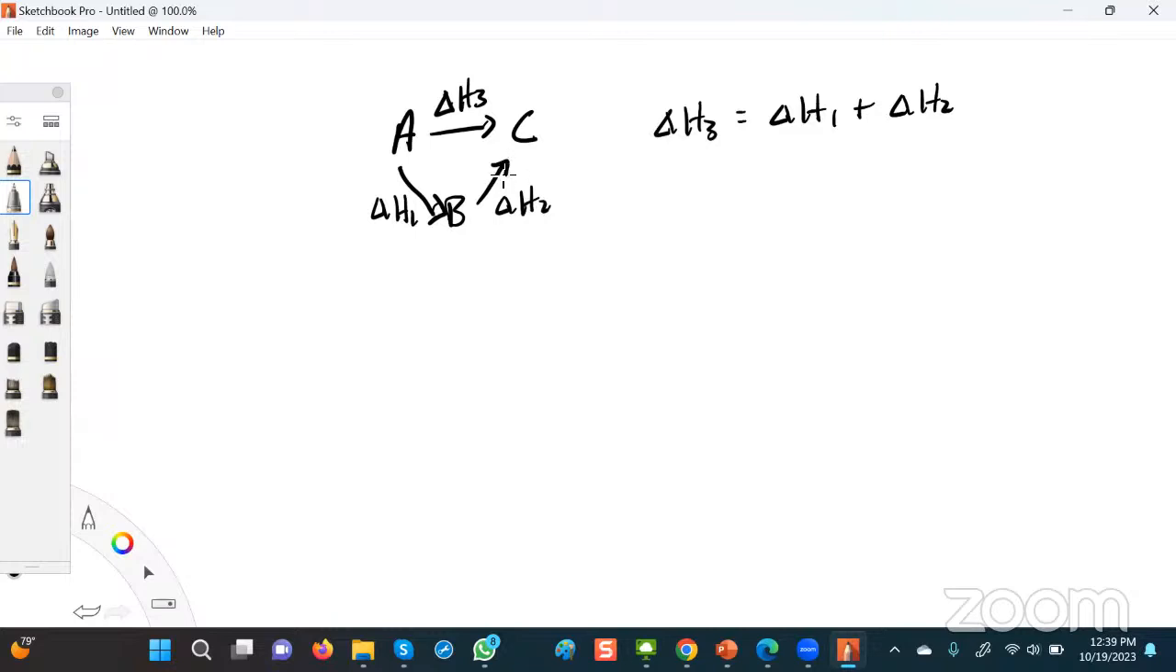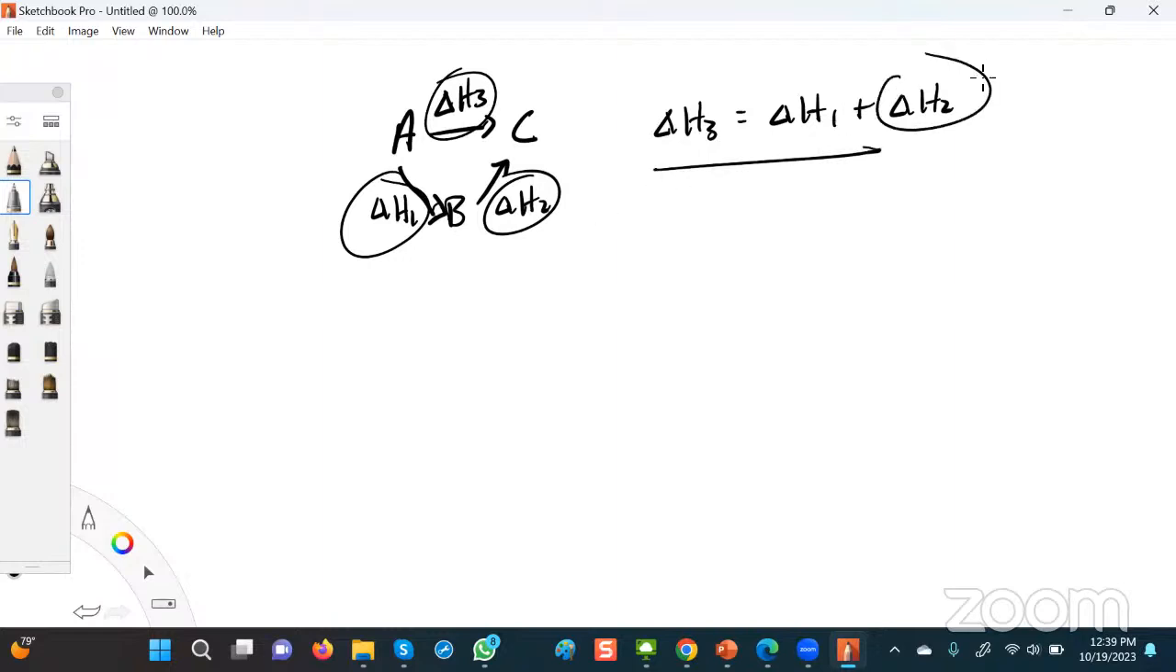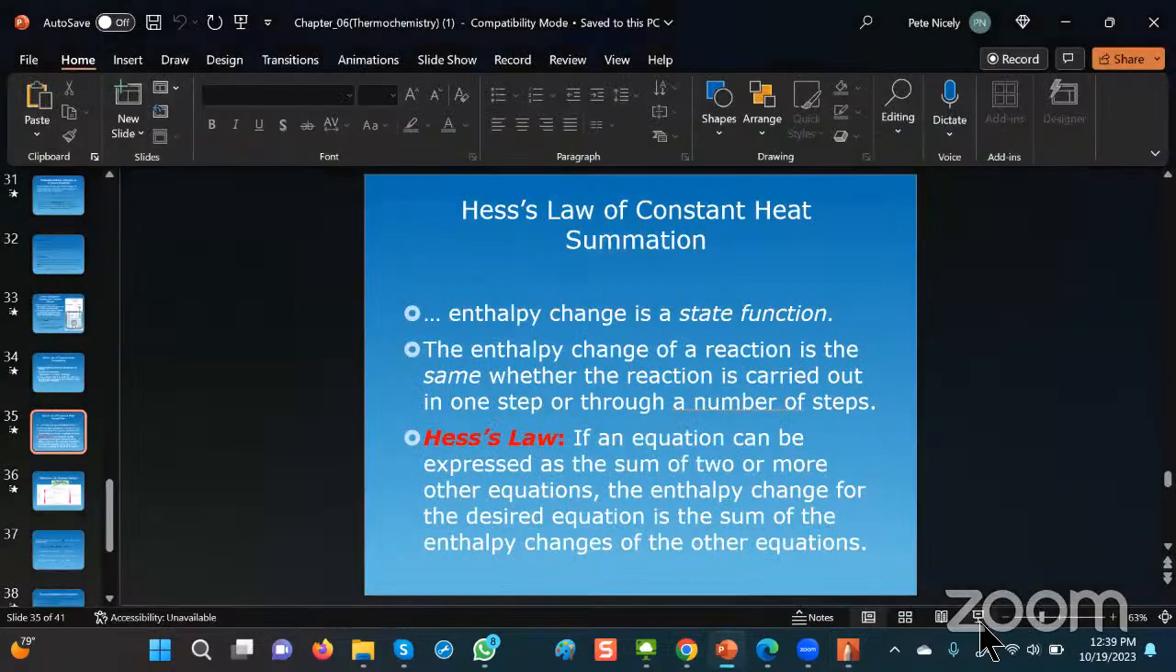And therefore, let's say, for example, practically speaking, you're not able to determine this experimentally, but let's say you're able to determine this value and this value, then you can use this equation to solve for delta H2, all right? So that's a practical aspect of using Hess's law. Okay, so let me go back to the PowerPoint here, and let's see what we have next.